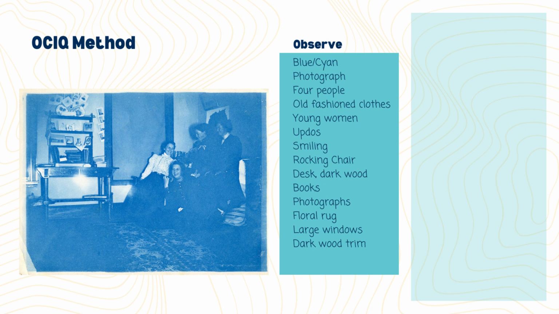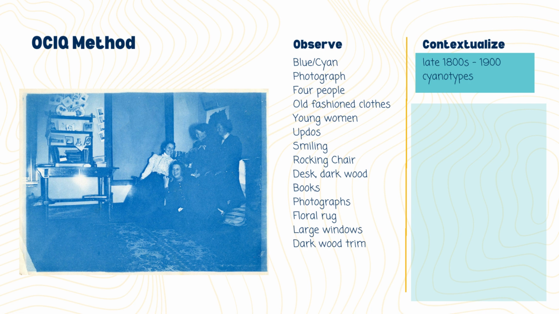There is a desk made of dark wood to the left side of the image, and on the desk there are piles of books, and on the shelves and the wall above the desk there are many photographs, also in an old-fashioned style. There is a floral patterned rug on the floor, and there appear to be 2 large windows with dark wood trim.